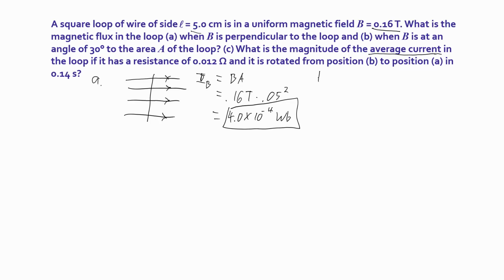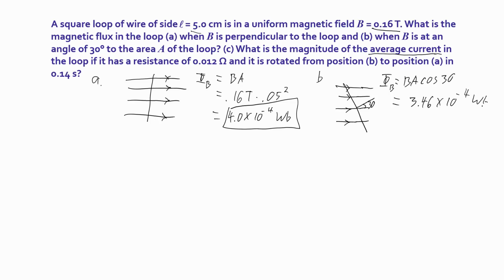Okay, part B, we now orient the loop, and in this case it doesn't tell us the loop, it tells us the area vector. It says the area vector is at a 30-degree angle. Make my field a little bigger here. So there is my loop doing something like this, where here is a 30-degree angle. So in this case we're going to get BA times cosine of 30. And we already calculated BA, so all we have to do is take this answer here and multiply it by cosine of 30, and that works out to be 3.46 times 10 to the negative fourth Webers.